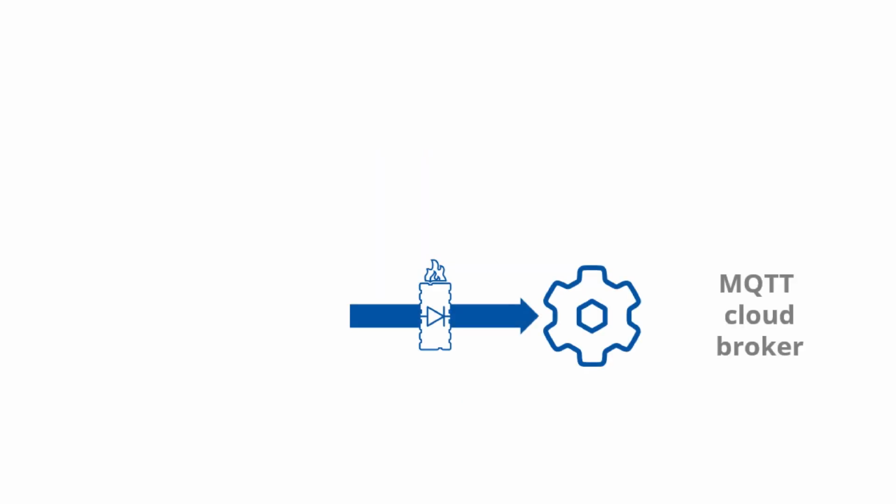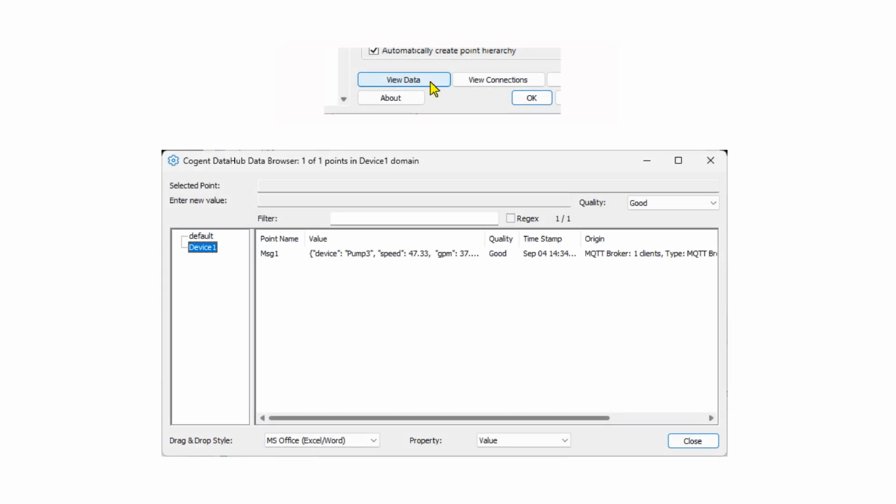Now switch back to the computer outside the data diode. On the DataHub instance outside the data diode, click View Data to see the data coming across the tunnel from the device. The data is now updating here.